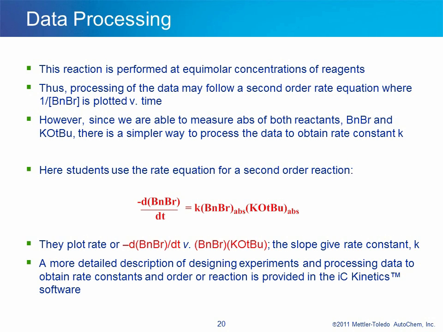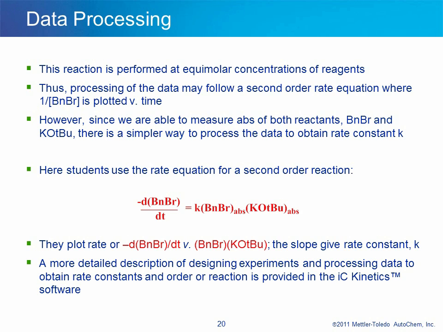Finally, I would like to discuss data processing of this type of reaction, the Williamson ether synthesis. This reaction is performed at equimolar concentrations of reagents. Therefore, it somewhat departs from a traditional method of SN2 reaction analysis, where you flood the reaction with an excess of one reagent. But because we can measure concentrations of both reagents, the benzyl bromide and the potassium tertiary butoxide, over time, we're able to process the data in a simpler way.